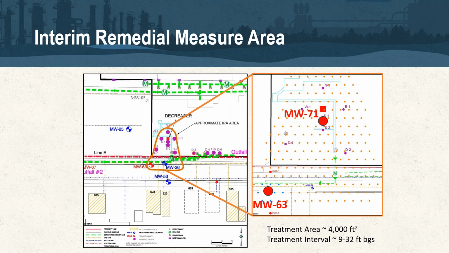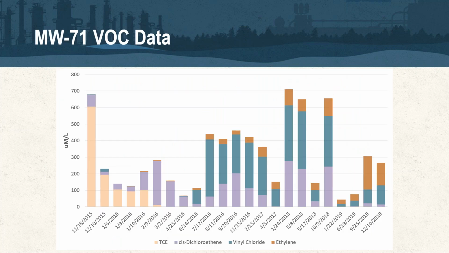This was our initial injection area out on the site, about 4,000 square feet, with a treatment interval between approximately 9 and 32 feet BGS. MW71, the one inside the building that you see, is the one I'll show you the data from. Here are the molar stack plots.